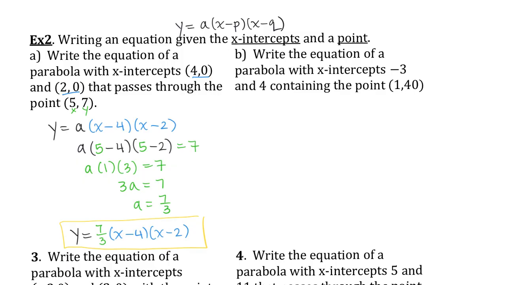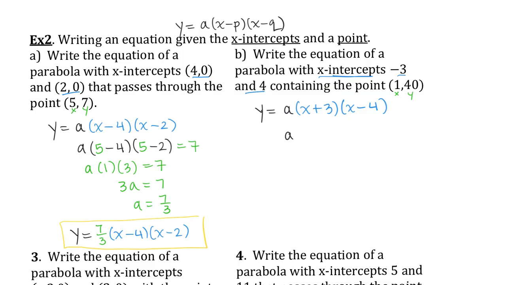Okay, write the equation of a parabola with, and they gave me x-intercepts again, negative 3 and 4. So I need to use the factored form. Y equals a times, if the intercept is negative 3, this must have been x plus 3. If the intercept is positive 4, this must have been x minus 4. Okay, now how do we get a? We have to plug in for x and y.